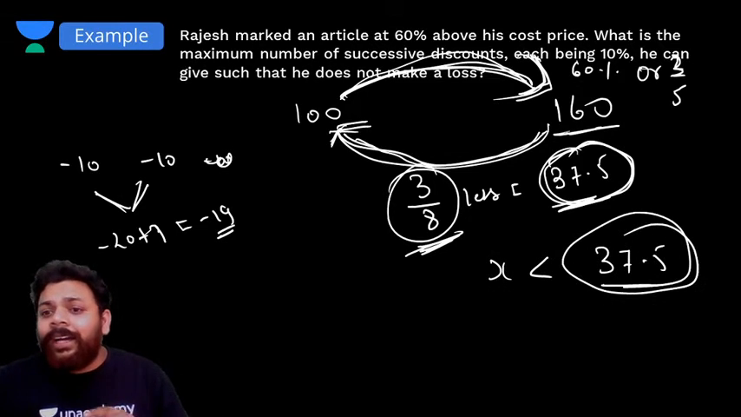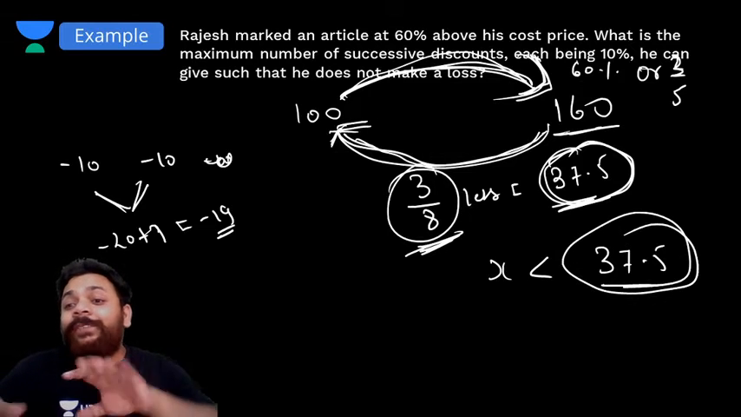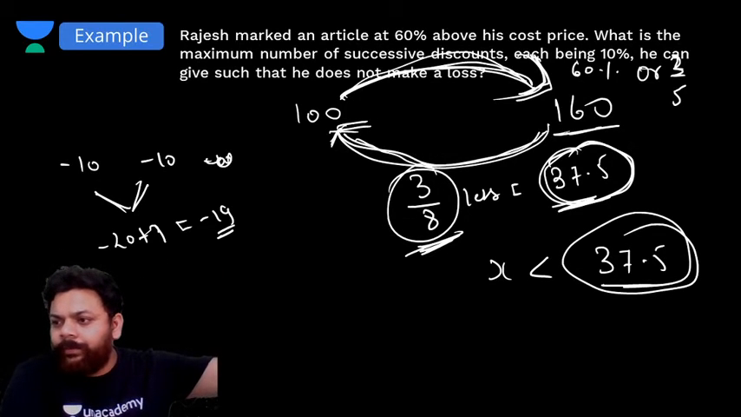But definitely अगर मैं 37.5 से ज्यादा डिक्रीज कर दूंगा.